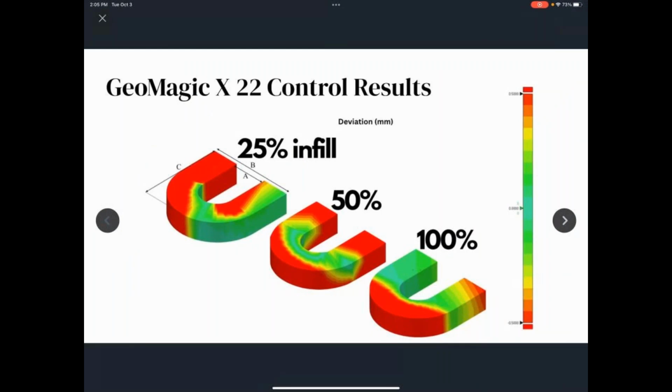This is our result from using a 3D scanner and comparing it to our SolidWorks image, from which we got a simulation that tells us the deviation in different parts. As we can see, the 100% infill got the least deviation, and then the 50% and the 25%. And from this software, we got two different graphs and tables.